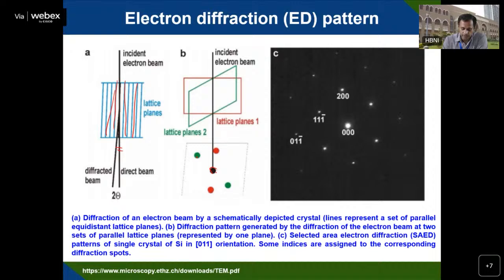This is the center beam, the black one. Whenever the lattice plane of the green plane is satisfied, matching with the incoming electron, you are able to get those green dots. When the red plane is satisfied, you get the red spots, so you get this type of dots on the screen. And this is the 0, 0, the center one, mainly the direct beam. So you'll be able to get details of the spots.